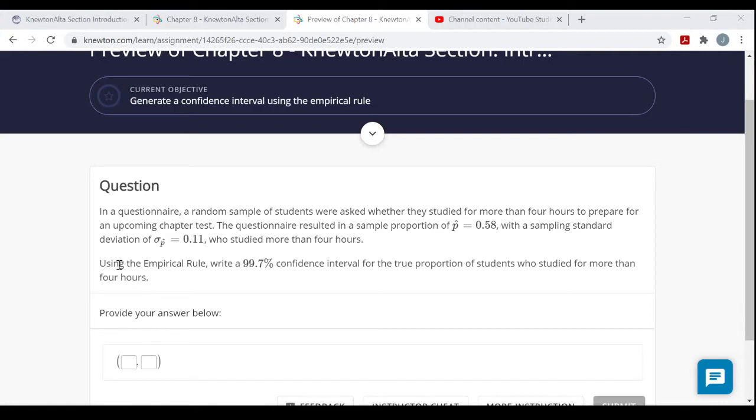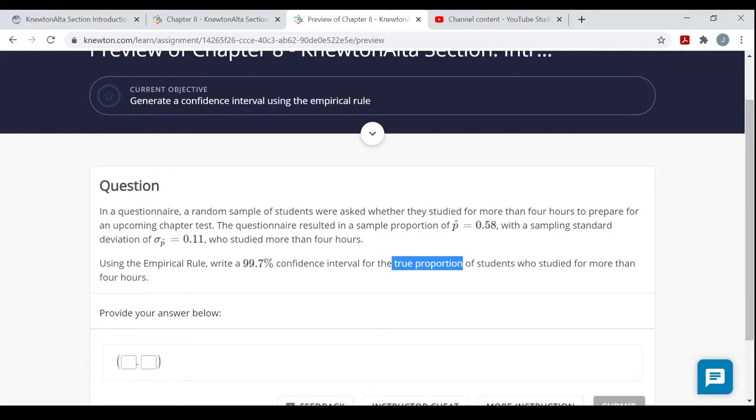Now, we're asked to use the empirical rule to write a 99.7% confidence interval for the true proportion of students who study for more than 4 hours. So when they say true proportion, they mean P, right? They mean the proportion of the population that study for more than 4 hours, not just this sample. Okay. So this is going to involve, the central limit theorem is coming into play here.